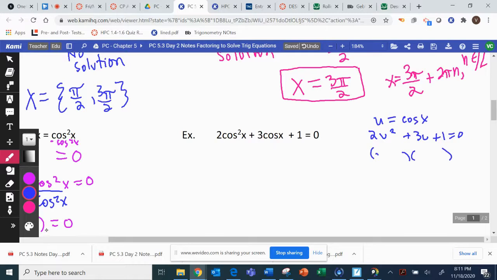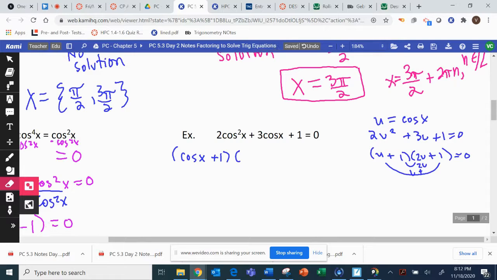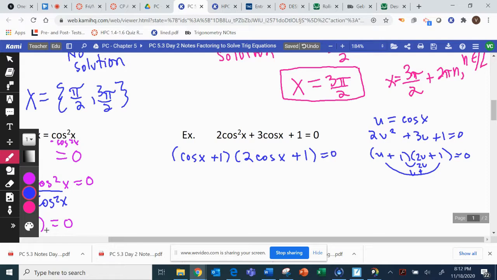And so we'll factor that. We'll get u plus 1 and 2u plus 1. Just to double check that, this will be a u, this will be a 2u, those will add up to be 3u. So I've factored it correctly. Now I'm going to replace and put cosine x back in: cosine x plus 1 and 2 cosine x plus 1 equals 0. Set each factor equal to 0.